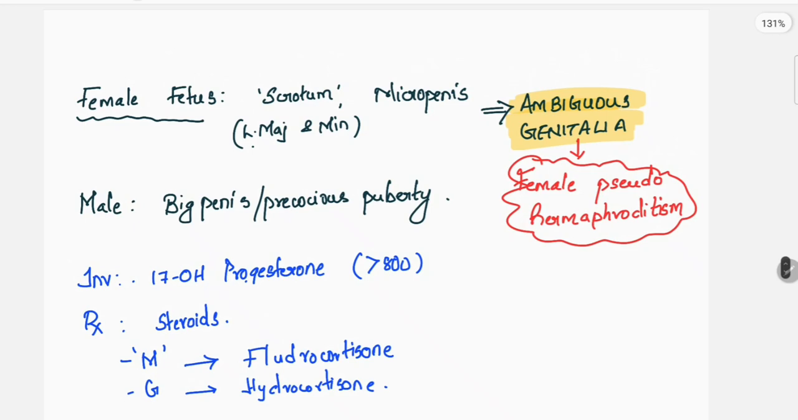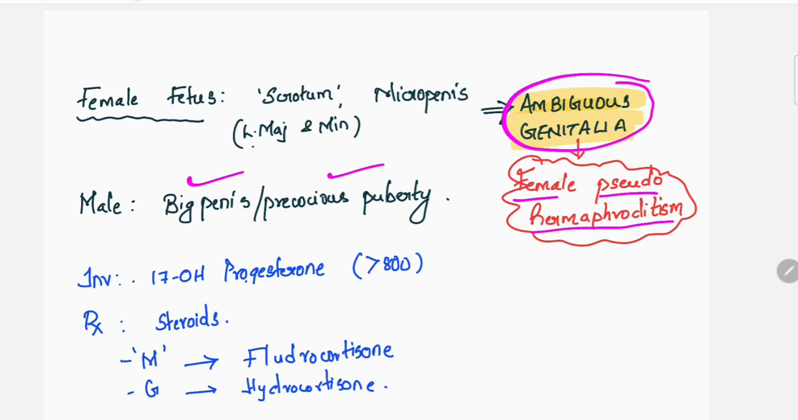But in males, suppose a male child has CAH, usually he will not have so many problems, because at the most he can have precocious puberty or a big penis, that's all. So male children will not have too much problem if they have CAH. Now one more thing you should know is that in the female fetus, I told you, they will have this ambiguous genitalia. There is another term for it called female pseudo-hermaphroditism. This term is very important. She is a female but there are false genitals. The genitals look as though they are of a male.